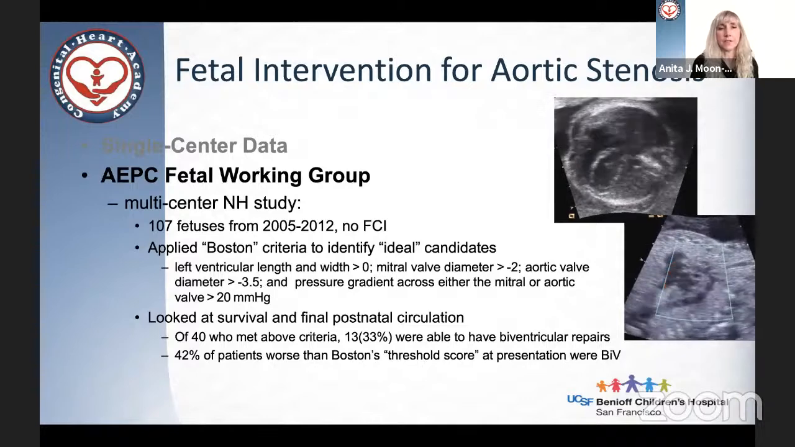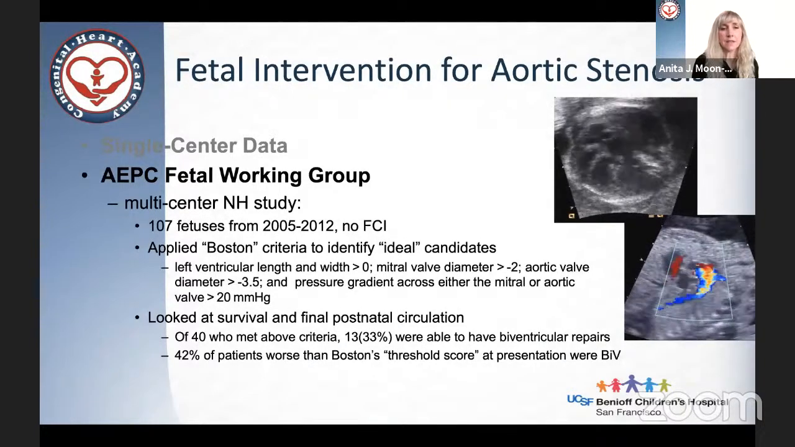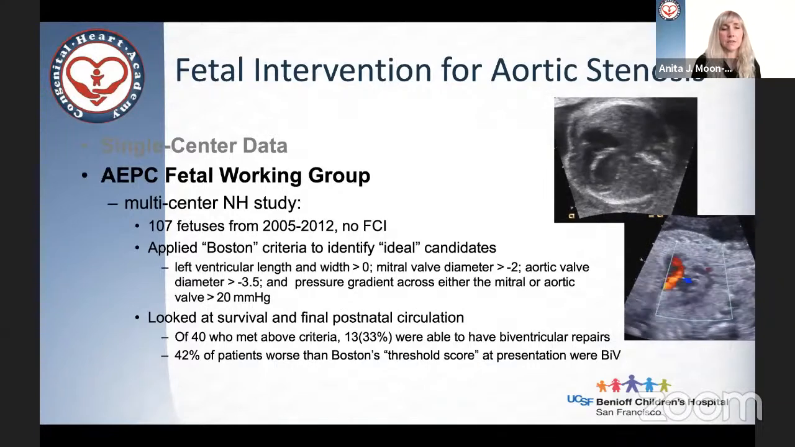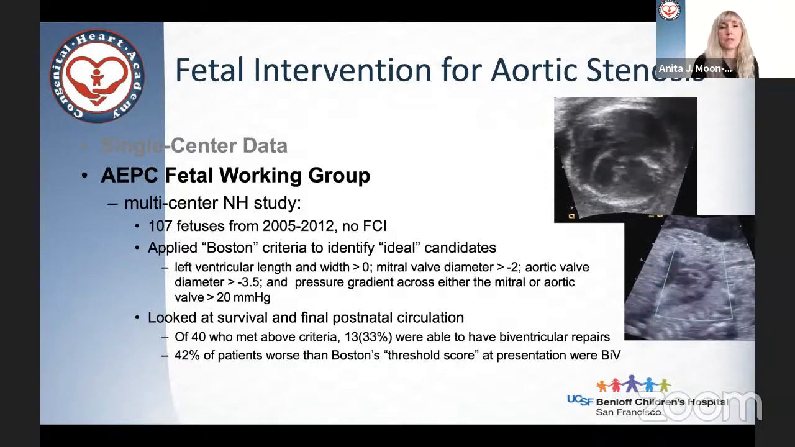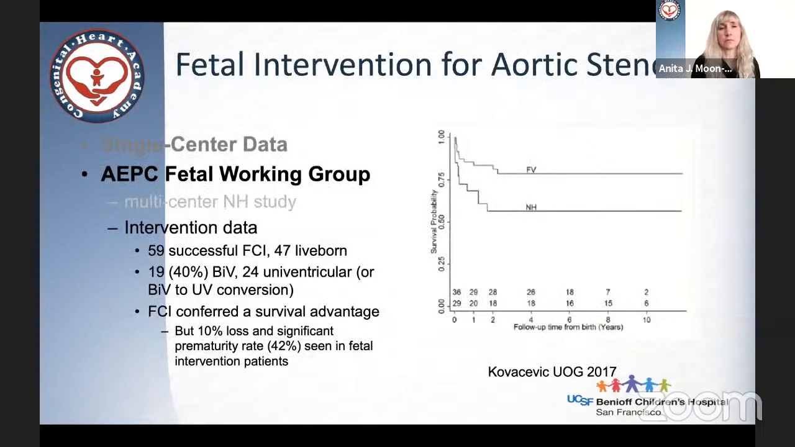They had over 100 fetuses who did not have any cardiac intervention, and they retrospectively applied those so-called Boston criteria to identify candidates. They then looked at survival and postnatal circulation in the patients that would have been candidates versus not. And of 40 who met the above criteria, 33% were able to have a biventricular repair. Now that's without having had an intervention. They then, of course, did have some patients who had intervention.